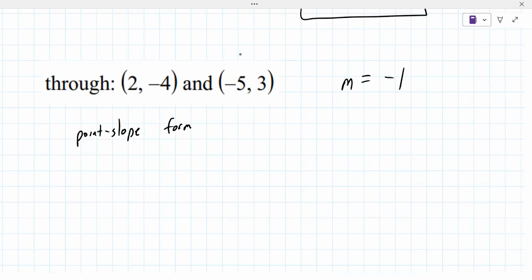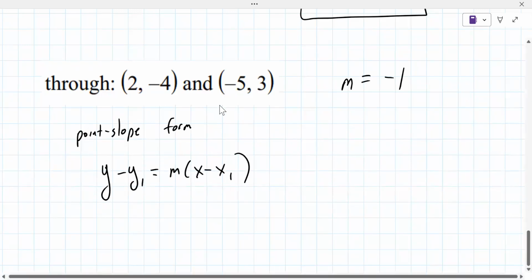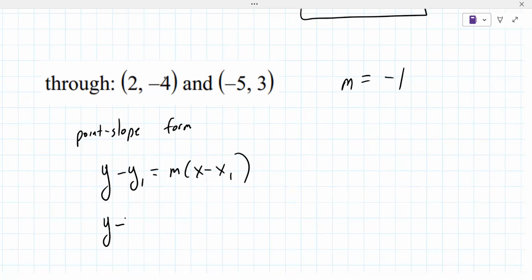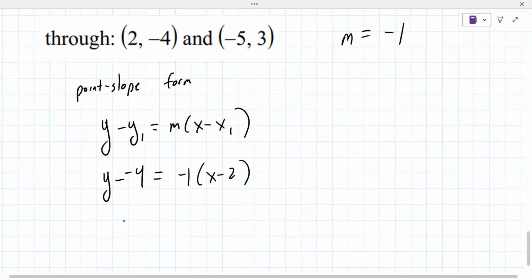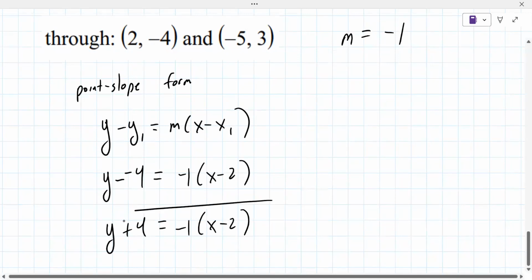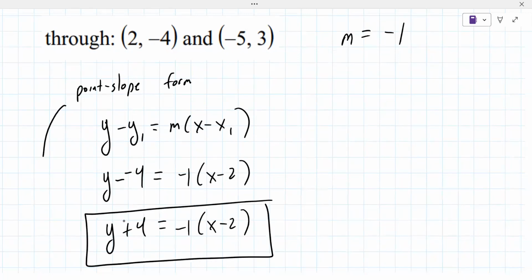y equals negative 1x plus 2. Okay, hang on. No, so you're not giving me the right form. y minus y1 equals m times x minus x1. That's all I'm looking for. y minus negative 4 equals, well, negative 1. So you can't leave it like that. If you're going to do that, y minus 4 equals negative 1 times x minus 2, you have to then simplify the signs. y plus 4 equals negative 1 times x minus 2. This is the final answer in point slope form.